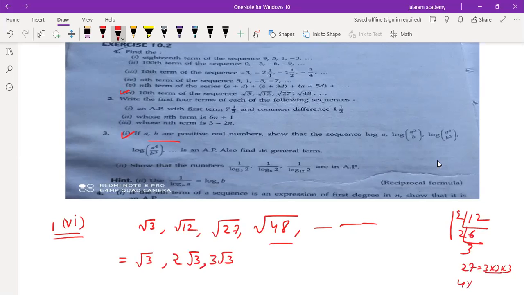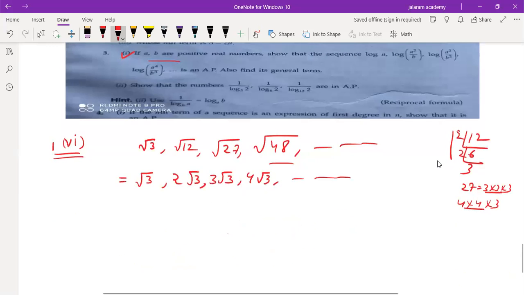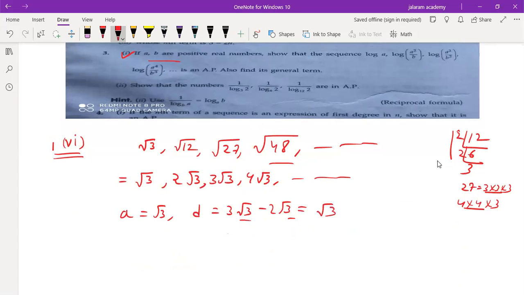Factors of 48 are 4 into 4 into 3, so it can be written as 4 root 3 and so on. So the first term is root 3. Check the difference of the next two terms. A3 minus A2: 3 root 3 minus 2 root 3, same as 3x minus 2x is x, is root 3. And the first two, A2 minus A1: 2 root 3 minus root 3, so it is also root 3. So the difference is common. So it's an AP.